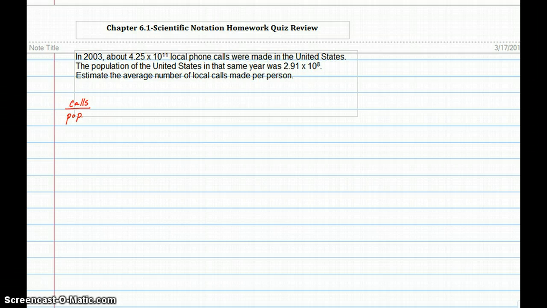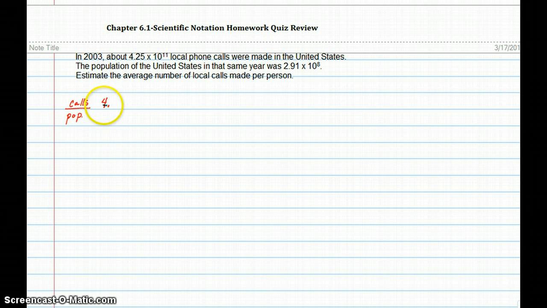In 2003, about 4.25 times 10 to the 11th phone calls were made in the U.S. The population of the United States in that same year was 2.91 times 10 to the 8th. Estimate the average number of local calls made per person. So if you take the number of calls divided by the number of people, you'll get the average.